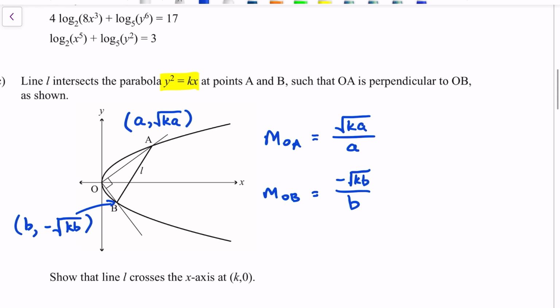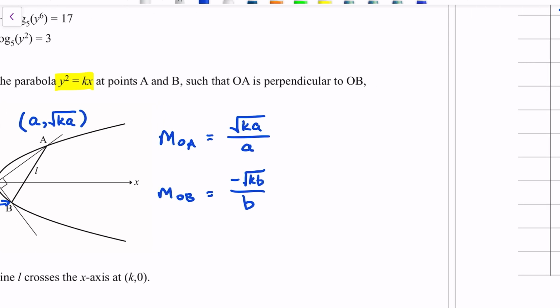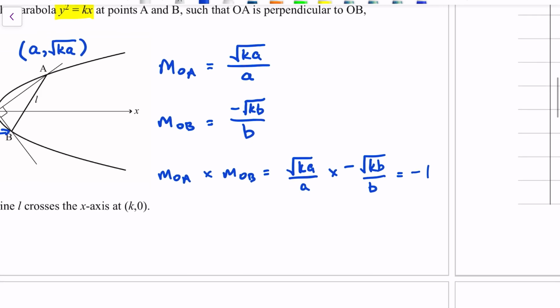And then lastly, we know that these gradients here are negative reciprocals of each other, or they multiply to -1. So MOA multiplied by MOB, which is equal to root Ka over A multiplied by minus root Kb over B, is going to equal -1. We can get rid of the minuses on both sides. We can multiply those surds together. When we do that, we're going to get K times root AB over AB is equal to 1.